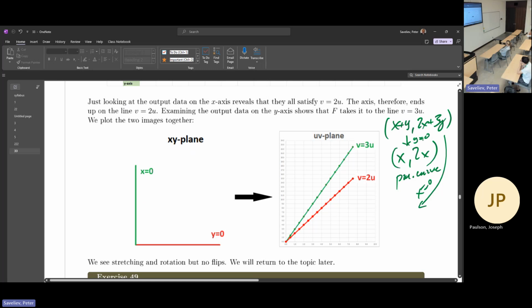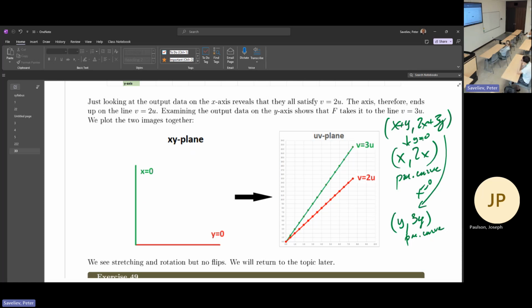We're looking at the y-axis, and I end up with y, 3y. Okay, so once again, it's a parametric curve. And everything in linear algebra ends up being a straight line, so it is a straight line, the green straight line. So that's what happens to the two axes.